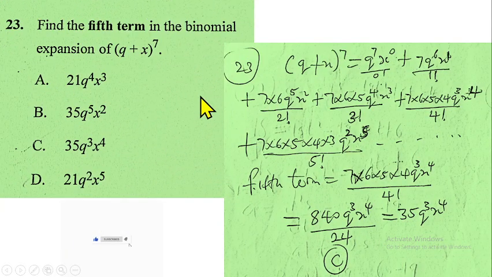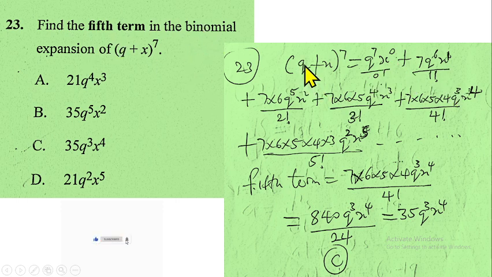Question number 23 is from binomial expansion. We have to find the fifth term in the binomial expansion of (q plus s) raised to power 7. Now, if you expand this, it's quite simple as well. We could have used Pascal's triangle to get the terms, but since you have to use binomial expansion, how do we do that?